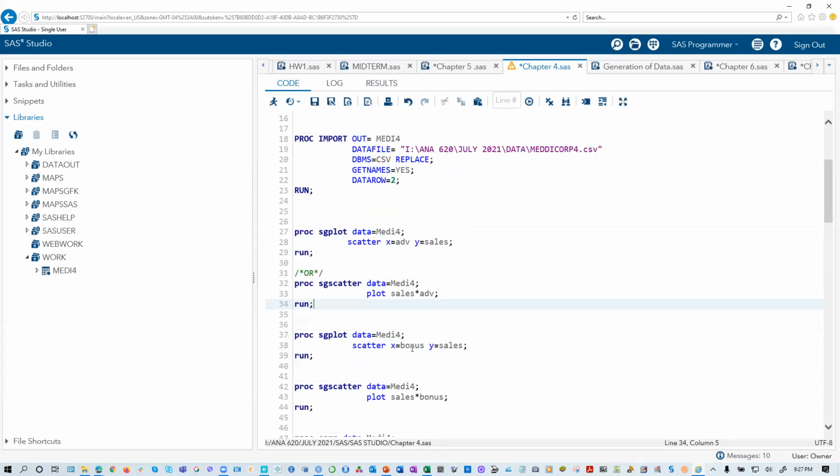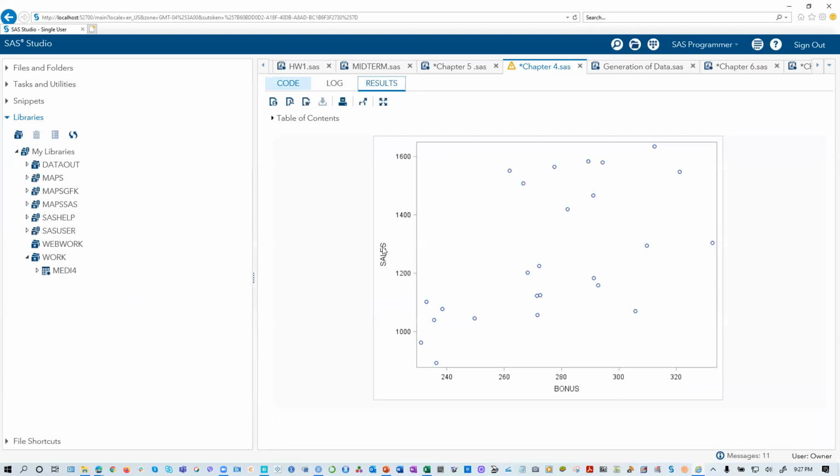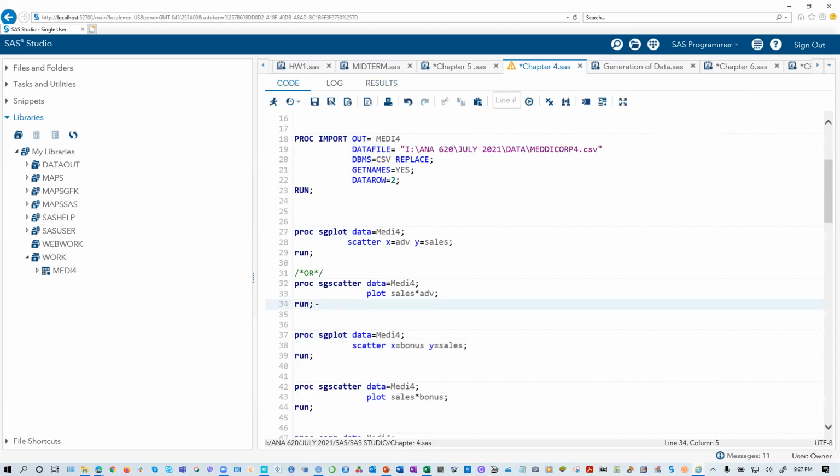Then later on, the bonus. Excuse me, I'm going to do the same for the bonus. See both ways. Okay, sales versus bonus, one at a time. Sales versus bonus: the higher the bonus, the higher the sales. You can see the pattern, an increasing pattern. Here, even for advertising, if you go to advertising, these methods.